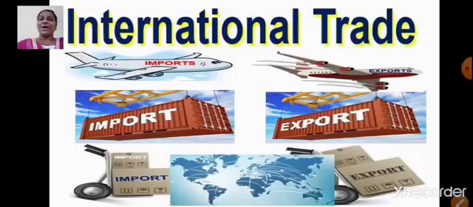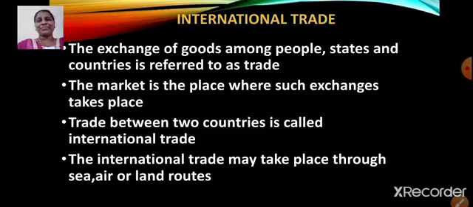Now let us learn about international trade. Students, first of all, what is trade? Yes, trade means exchange of goods among people, states and countries. Okay. The market is a place where such exchanges take place. Trade between two countries is called international trade. What is international trade? Trade between two countries. Okay. The international trade may take place through sea, air or land routes.